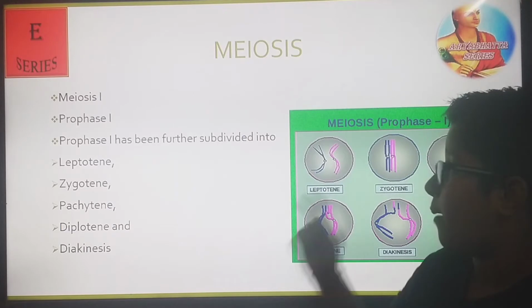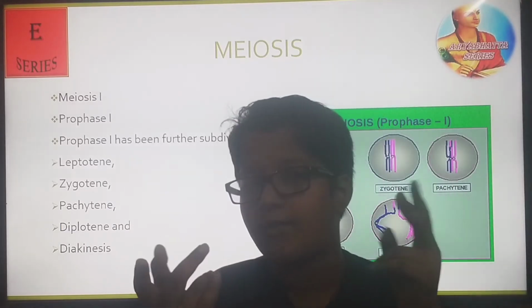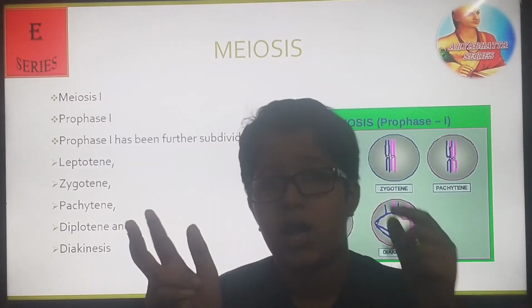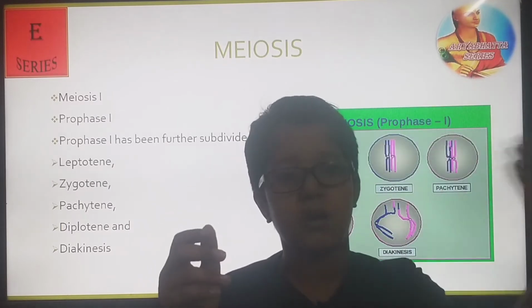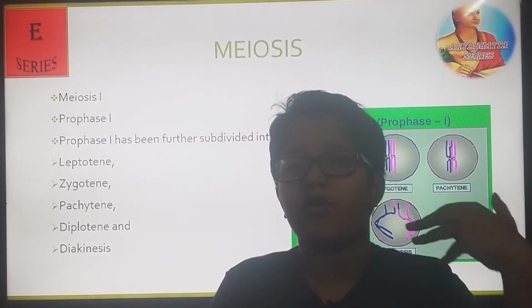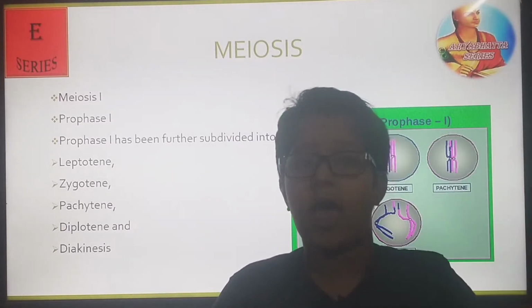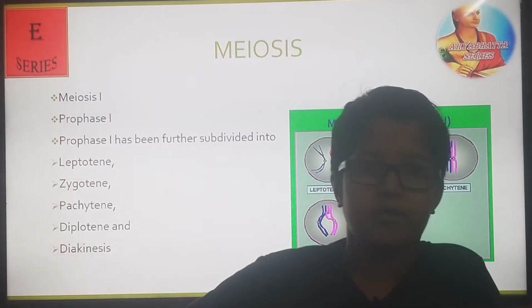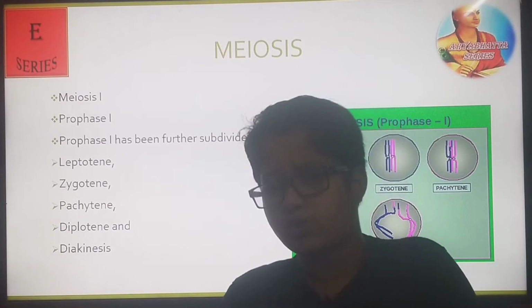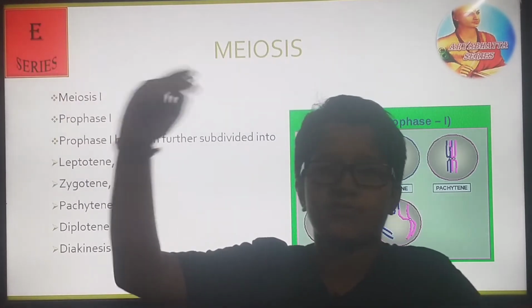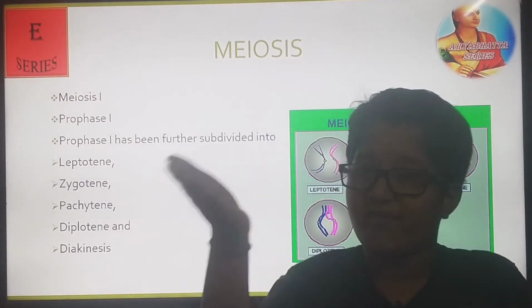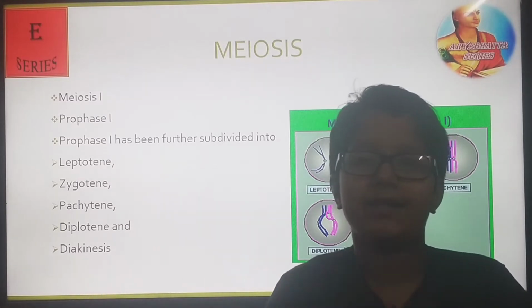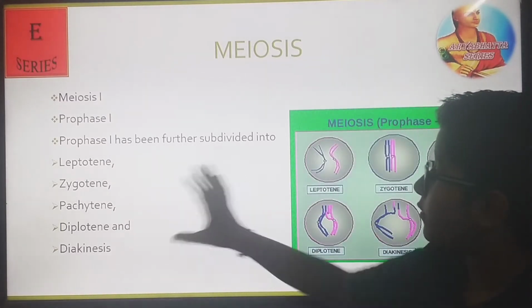So let's start. Meiosis is divided into 2 parts: meiosis 1 and meiosis 2. In meiosis 1 there is prophase 1, metaphase 1, anaphase 1, and telophase 1. But meiosis 2 is another process. Just after meiosis 1 it starts meiosis 2, then prophase 2, metaphase 2, anaphase 2, and telophase 2.